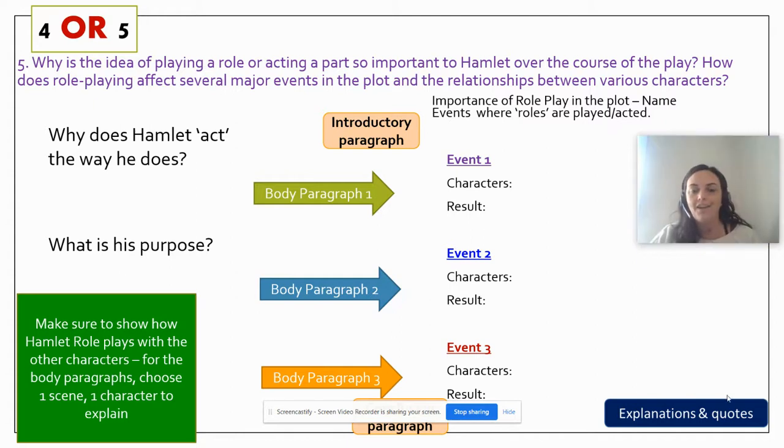So once again, I'll just repeat, 4 and 5 is a choice. You choose 4 or 5, and you write a 5-paragraph response for one of those, 4 or 5. And then that will be it. You're answering 1, 2, 3, and 4 or 5, saving it and turning it into 9.18 as your Hamlet unit test that is due this week.